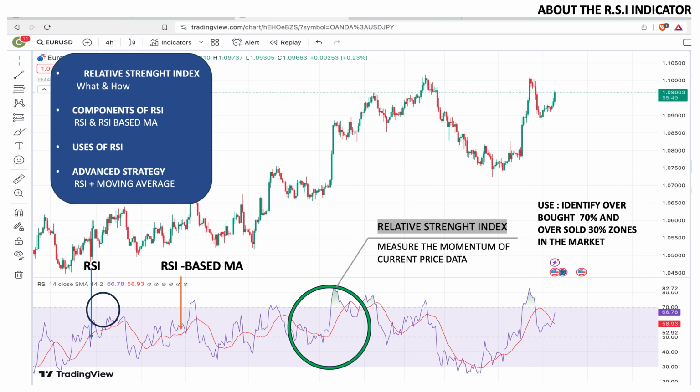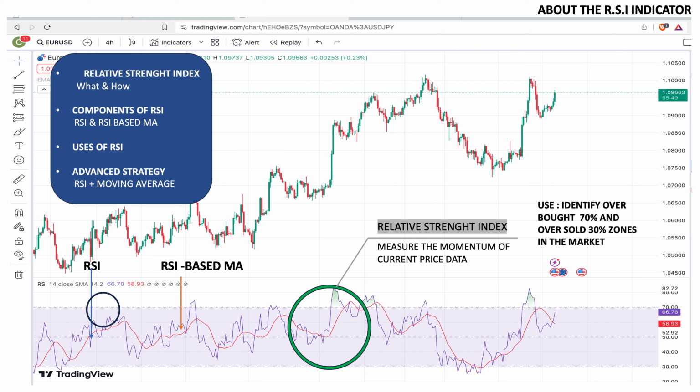So what is an RSI? The full meaning of an RSI, like I said, is Relative Strength Index. As you can see, it automatically explains an idea for momentum. So it's a momentum indicator used to measure momentum of current price data. How do you use it? You use it in the charts to know where to buy and when to enter a sell and buy position.